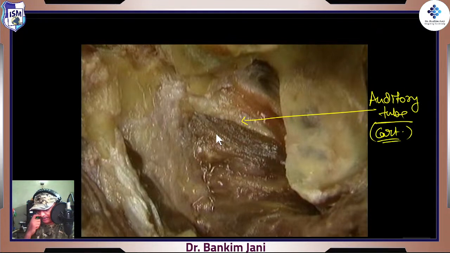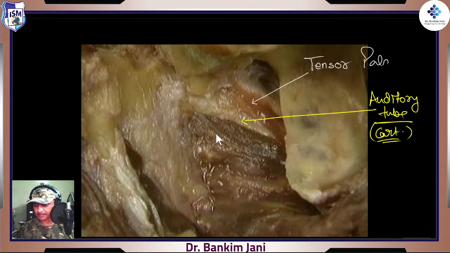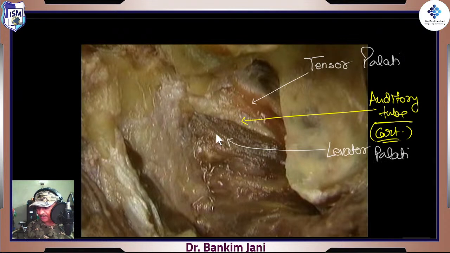But it is hidden beneath two muscles, and these are the muscles which are actually opening and closing it, as needed. One which is making it tense is this small muscle above, that is tensor palati. And another muscle, just above the superior constrictor, is levator palati. These are the muscles which are actually affecting the auditory tube.